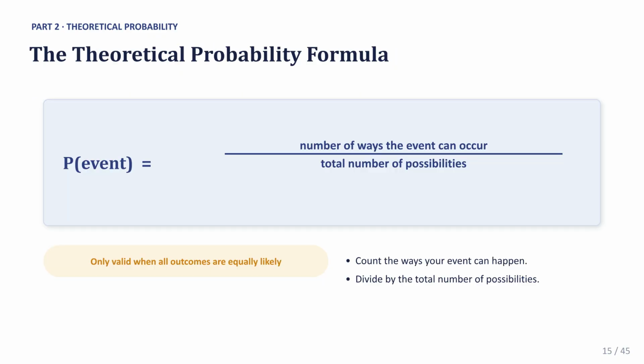This is our master formula for part 2. The probability of an event equals the number of ways that event can occur, divided by the total number of possible outcomes. Remember, this only works if all outcomes are equally likely. If they aren't, we need a different approach.